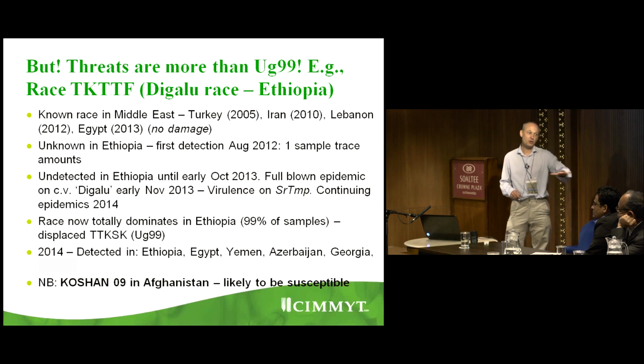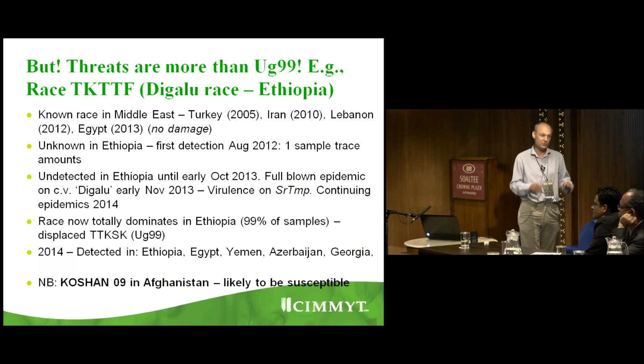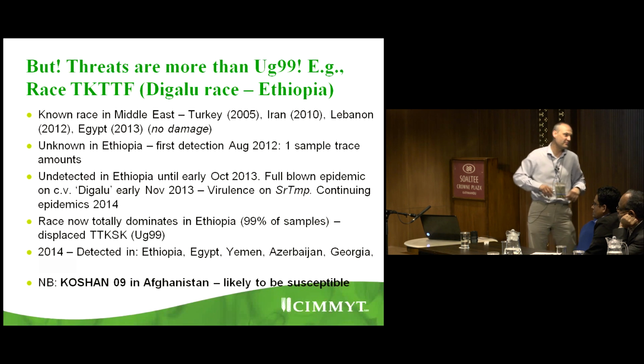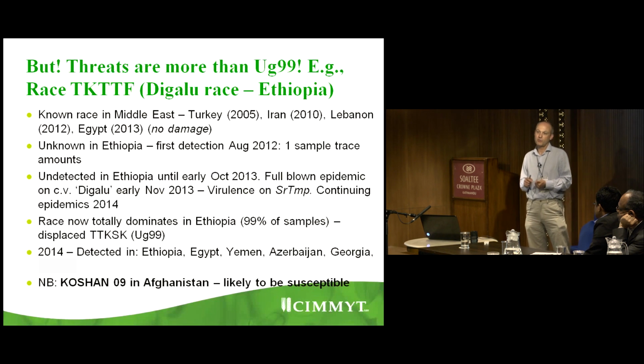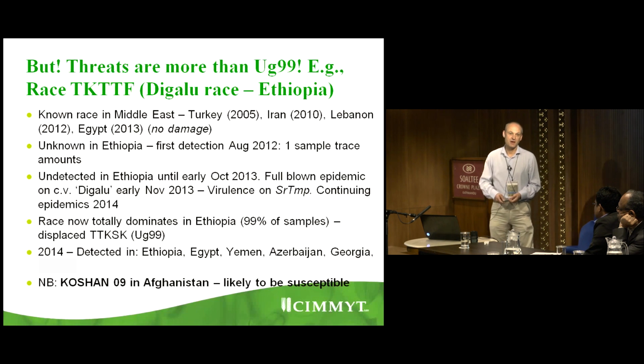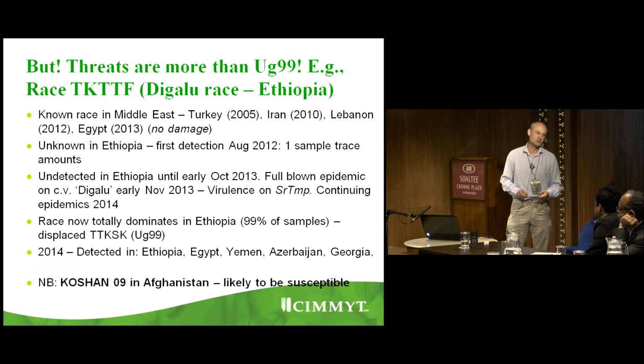Before the original UG99, TTKSK was the dominant race. Most of the 95% of the samples in Ethiopia would be TTKSK. Now, virtually every sample you pick up is TKTTF. The population has just changed within two years, totally.